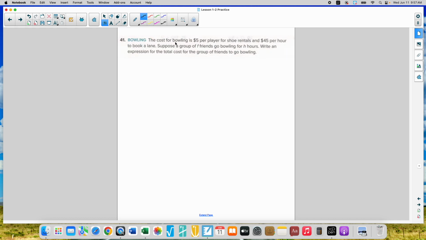The cost for bowling is $5 per player for shoe rentals and $45 per hour to book a lane. Suppose a group of F friends go bowling for H hours. Write an expression. So we have 5 times F, because that's the cost of shoes. Plus, we're going to do 45 times H, which is the cost of the lane. And that would be our formula. 5F plus 45H would be our total cost.